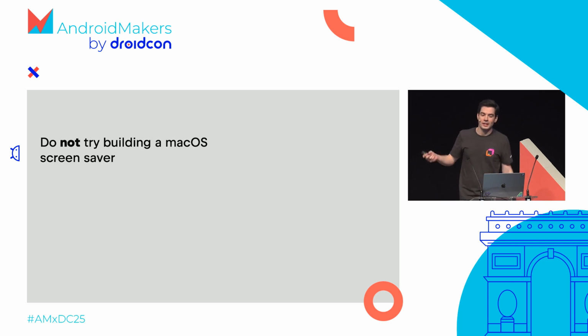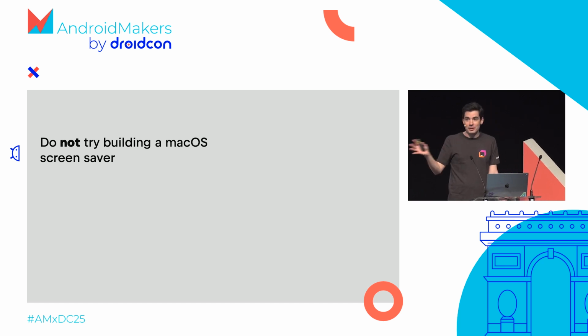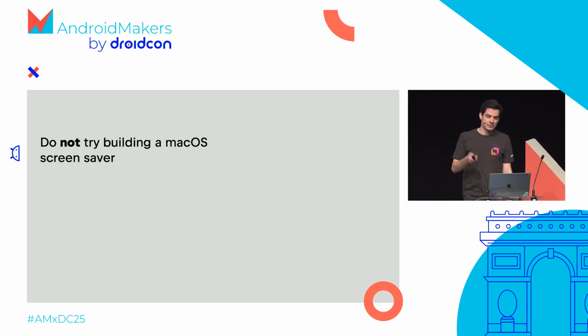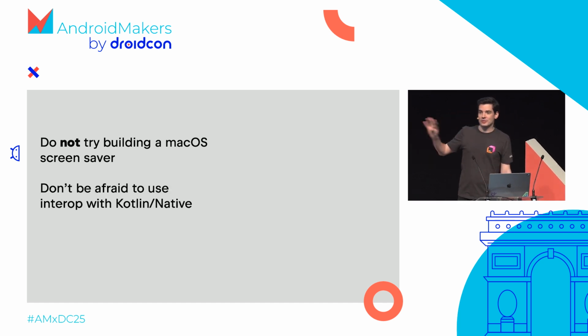In summary, I would not recommend that you build your own macOS screensaver. It's a hostile environment. The APIs don't work. There's no debugging. You can do print line logging, kind of, but there's no crash details. You can't attach a debugger. It's really difficult. But if you ever need to touch a Kotlin native API, whether on iOS or macOS, don't be afraid of doing that.